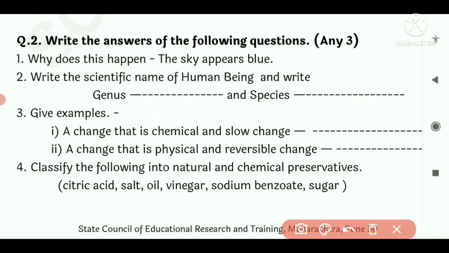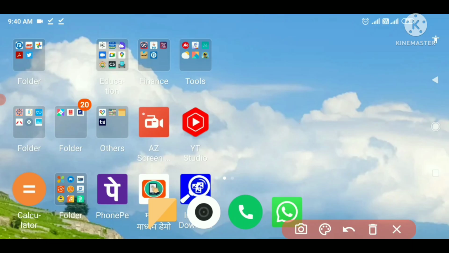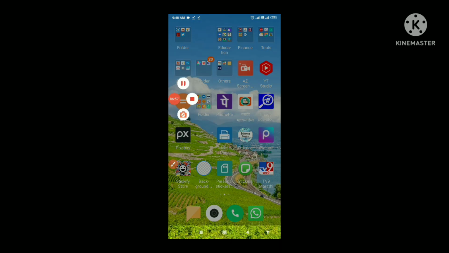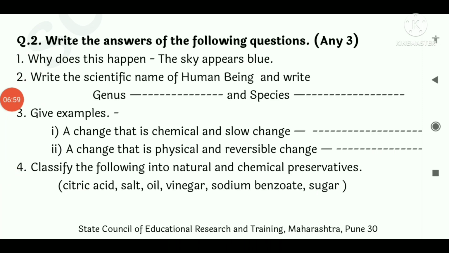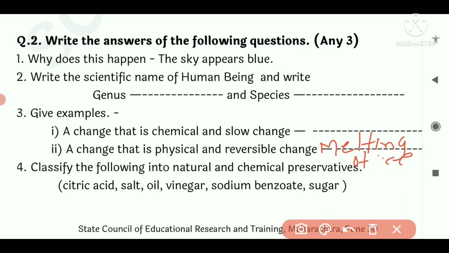Give an example. A change that is chemical and slow: ripening of fruit. A change that is physical and reversible: melting of ice.